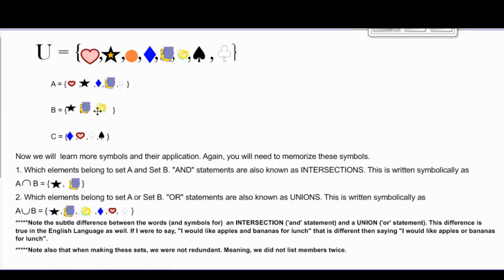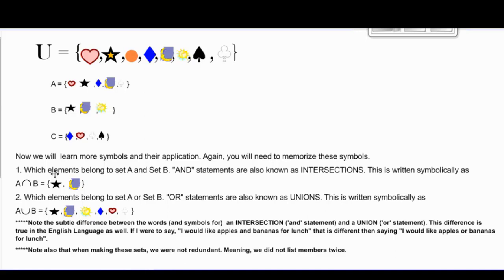Now, when we're looking at these sets, we want to see different things with them, like which members belong to both set A and set B. Remember earlier when we talked about a spork, it was something that went into set A and set B. So when I use the term and, I am saying something that belongs to two sets.